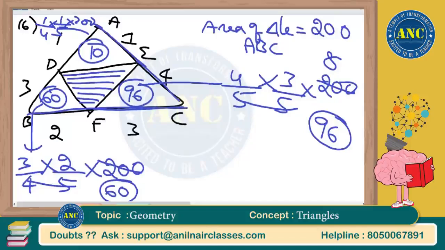I hope it is clear. It is very easy. By using the sine rule, you will get the answer. Why is it 4 parts out of 5 parts? Proof.